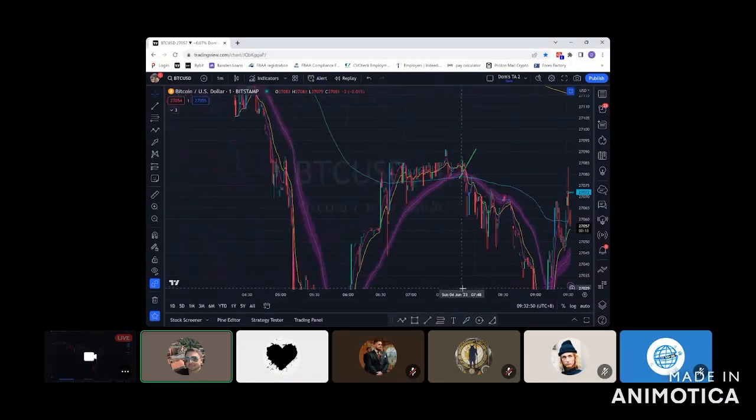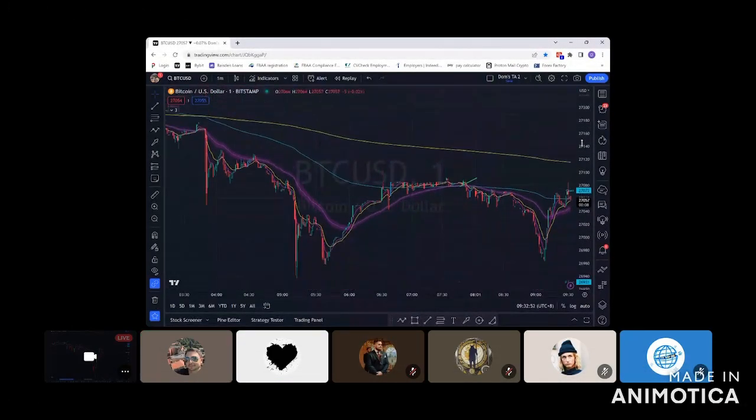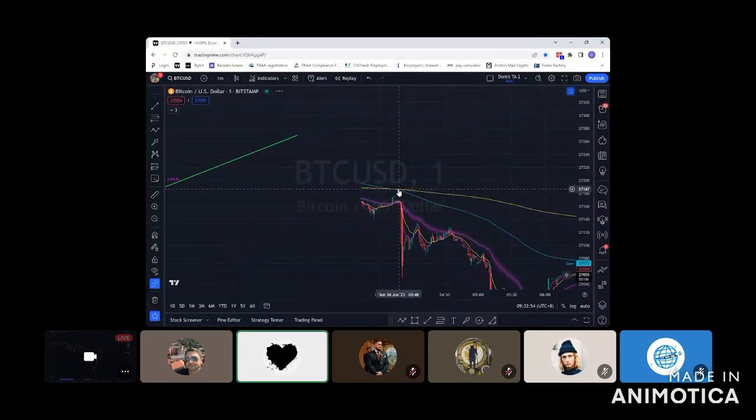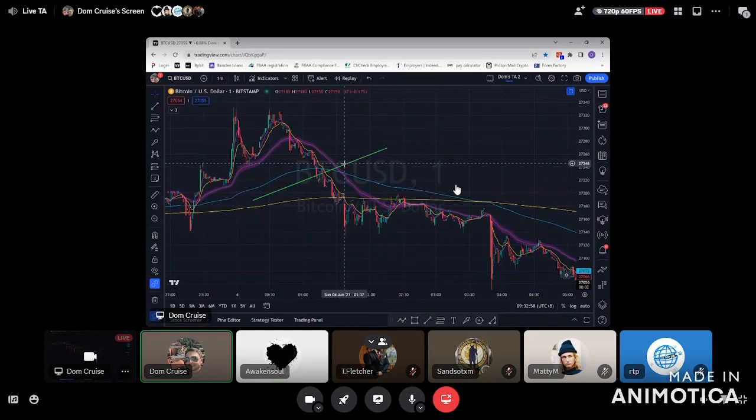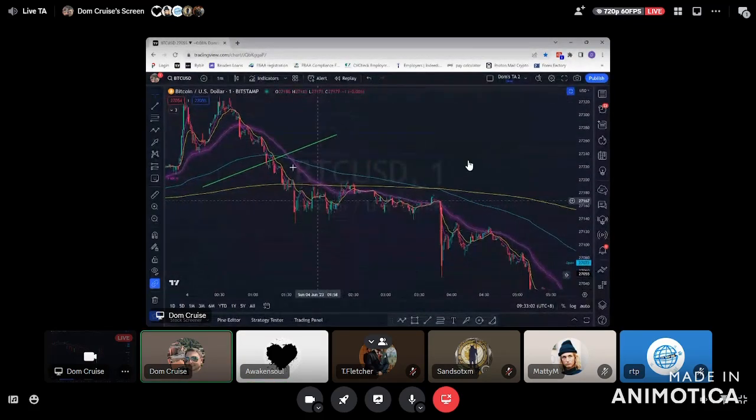And the same thing would have been here. Sorry, apologies, there's the cross. That's the one on the 15-minute, not the one previous. There it is, see it? The 50 below the 200. Boom. Short, short, short.